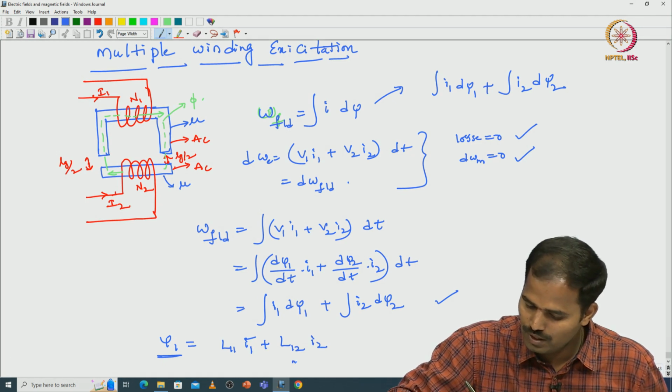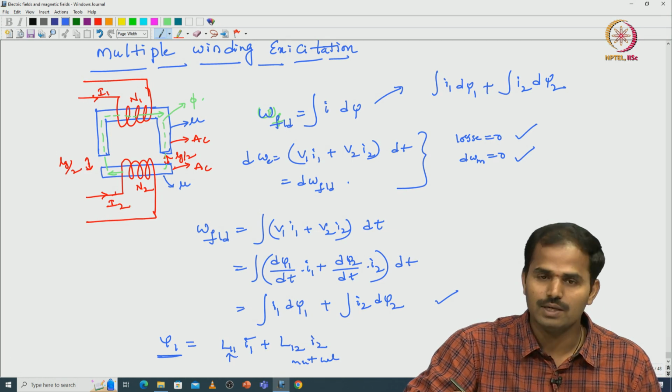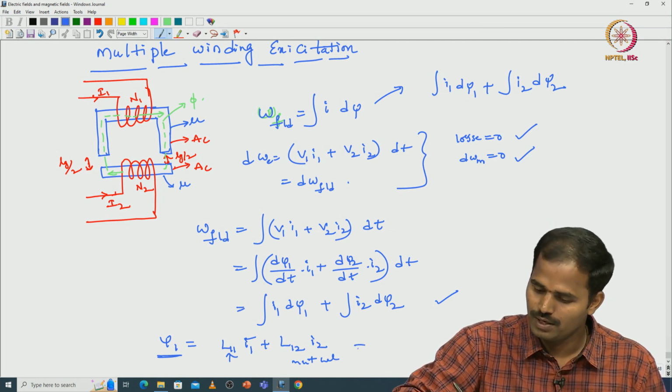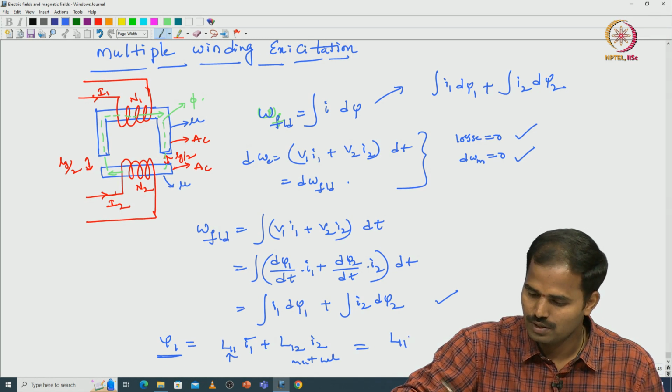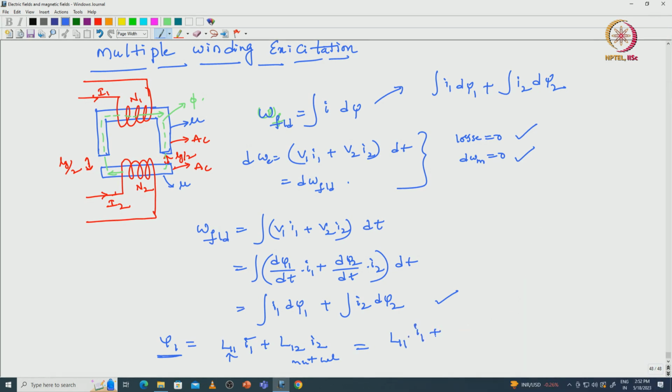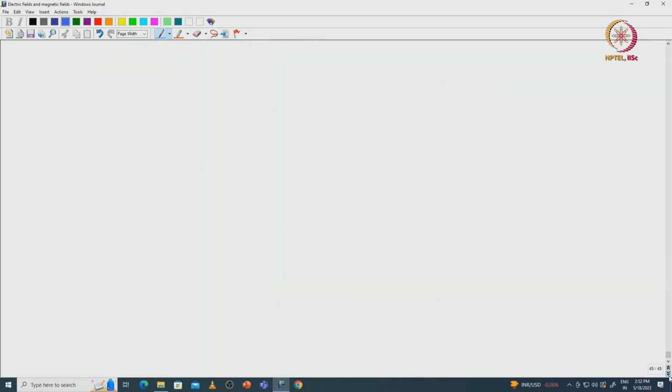L12 is the mutual inductance and L11 is the self inductance. So, we can write this equation as L11 into I1 plus M into I2, right. And similarly, the flux linkage with respect to coil 2 is psi 2, which equals L22 into I2 plus the mutual inductance into I1.